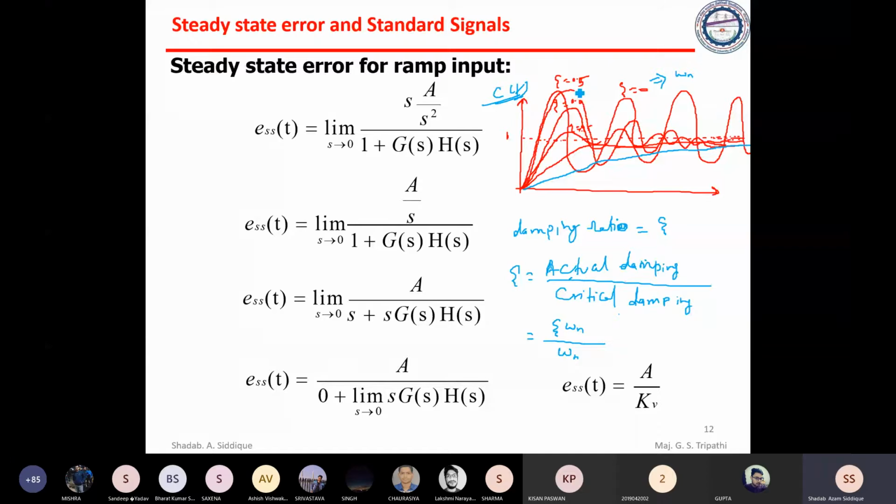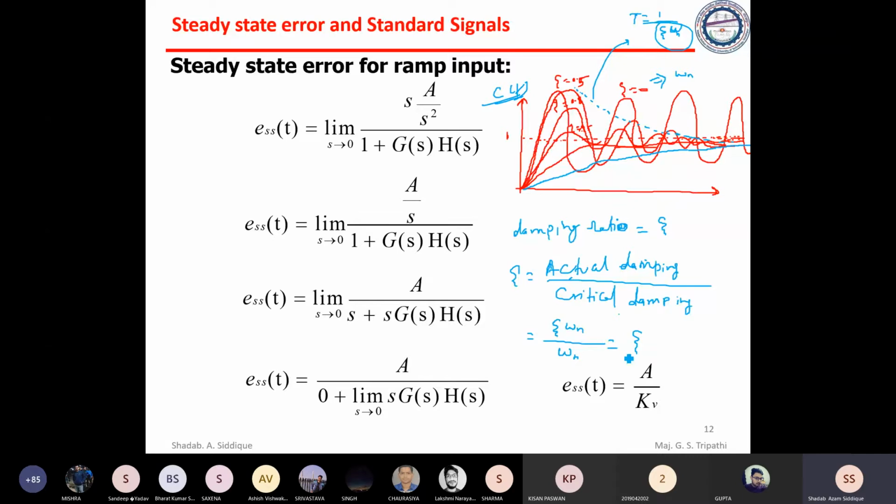But if you take zeta is equal to 0.5, it is going like this, it is decaying with the time constant t is equal to 1 by zeta omega n. So if you take zeta omega n inverse, you will get the actual damping value. So damping value is nothing but zeta omega n. So here zeta omega n is the damping value, so you will get the ratio as zeta. So that is called actual damping to the critical damping.